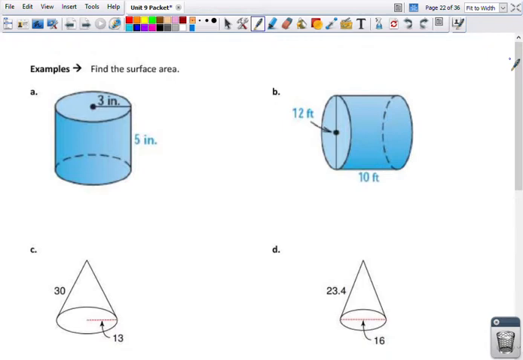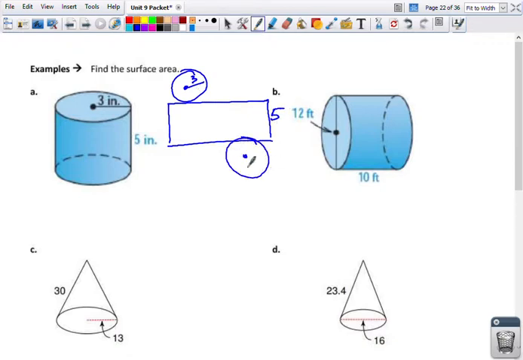Okay, so first off, letter A, you have to identify it as a cylinder. I like to draw it out so that I can see it. I like 2D as opposed to 3D. I'm going to draw this has a radius of 3. This has a height of 5, so I'm going to put my 5 right there. My other circle down here also has a radius of 3. Then I'm going to start finding the surface here. I'm going to just start adding stuff together.